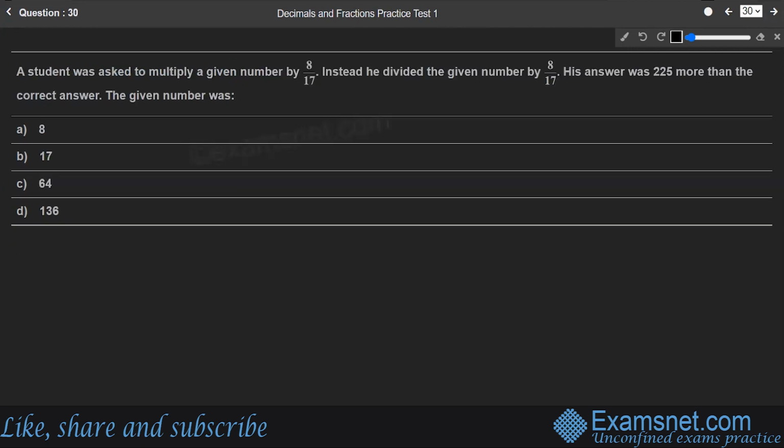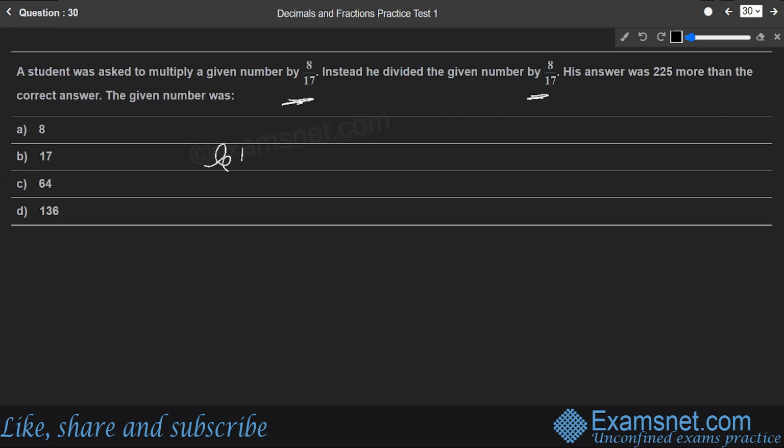Now, a student was asked to multiply a given number by 8 by 17. Instead, he divided the given number by 8 by 17. His answer was 225 more than the correct answer. What was the given number? So clearly, in this type of problem, we can assume the number first and then apply all the conditions given to us one by one and create an equation out of it.